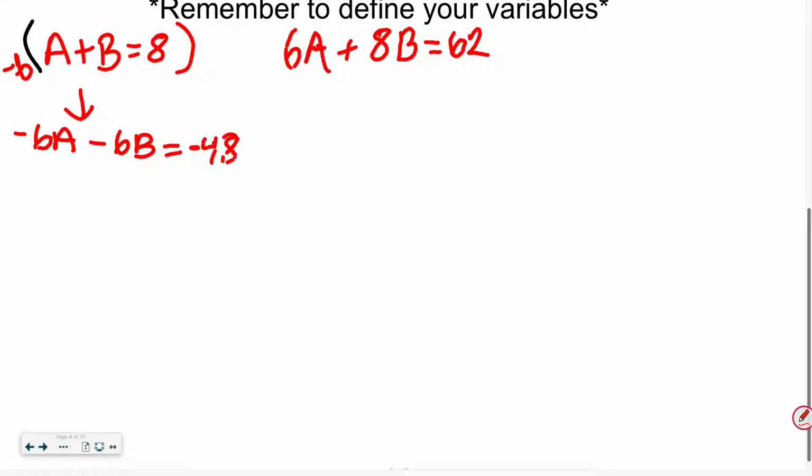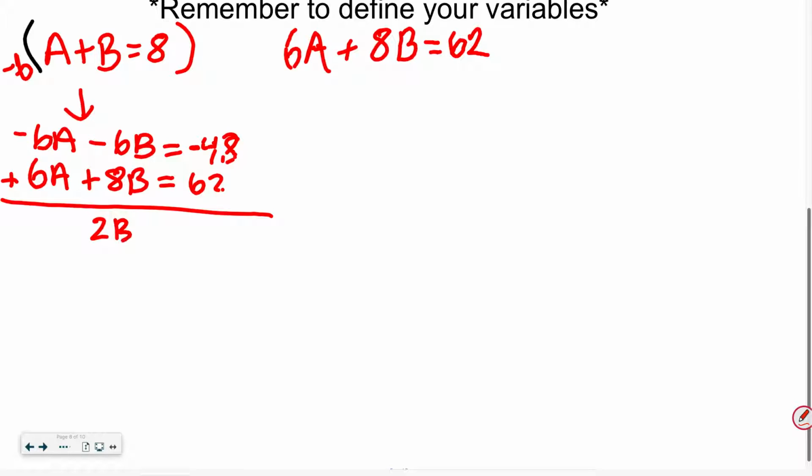Alright, so now let's add these together and see if anything eliminates. We have negative 6A plus a positive 6A. What do we get? Zero. Okay. Now we have negative 6B plus 8B, which is 2B. Negative 48 plus 62 is 14. 14 divided by 2. B equals 7.